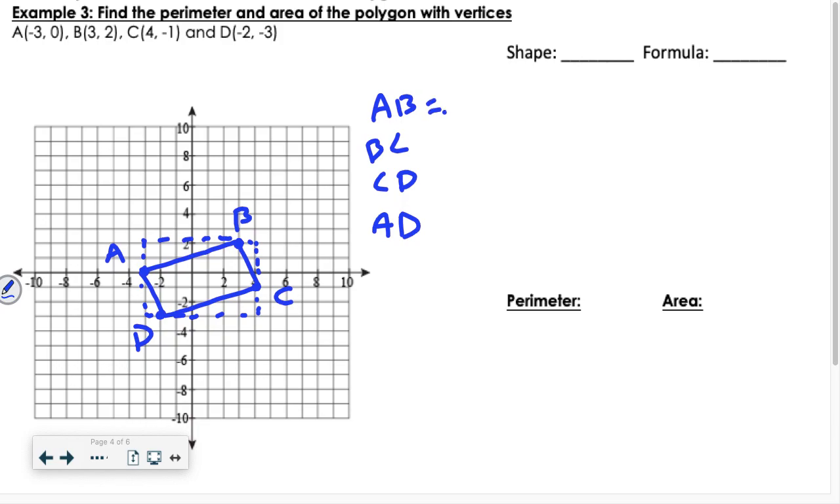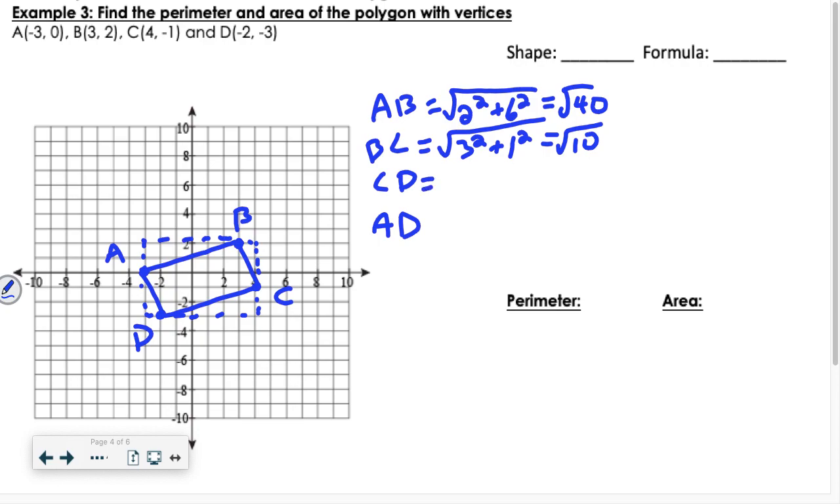AB is going to end up being the square root of 2 squared plus 6 squared, which is equal to the square root of 40. BC is the square root of 3 squared plus 1 squared, which is equal to the square root of 10. CD is the square root of 2 squared plus 6 squared, which is equal to the square root of 40 again. And then AD is equal to the square root of 3 squared plus 1 squared, which is equal to the square root of 10.